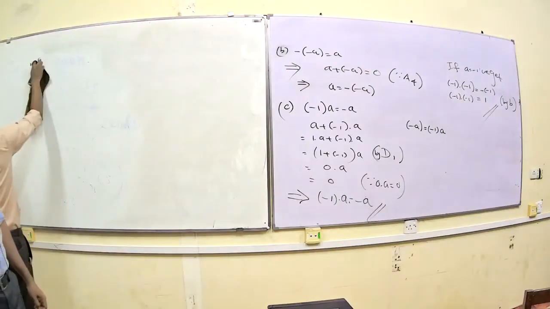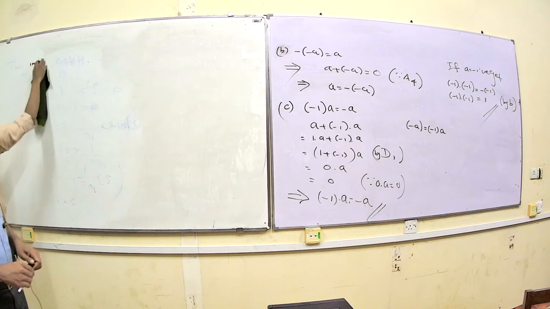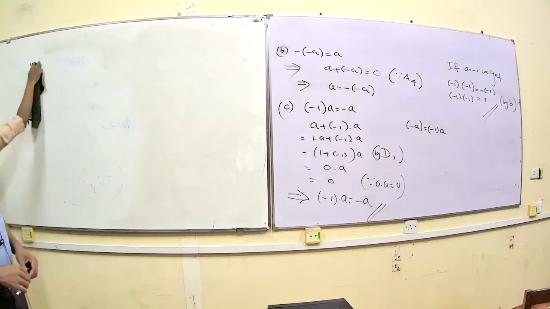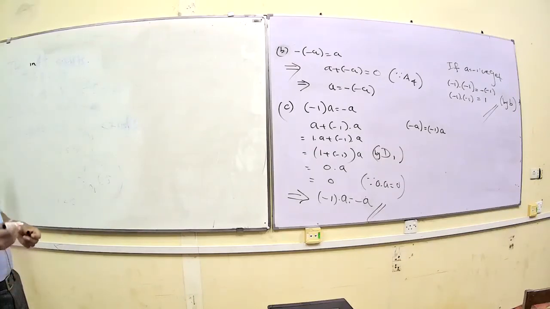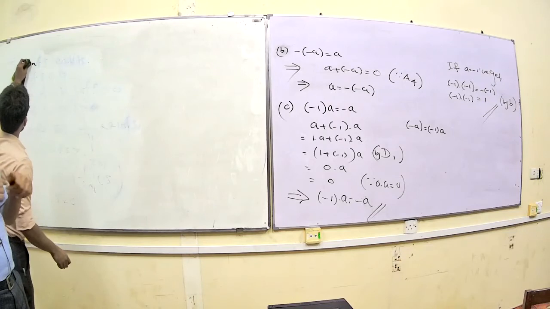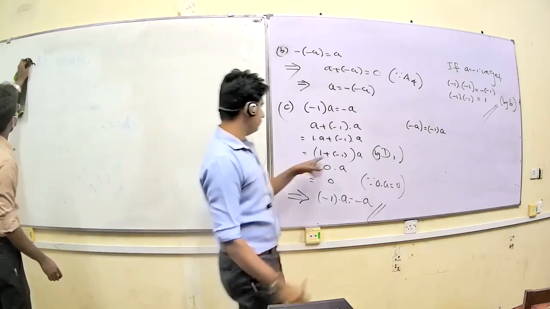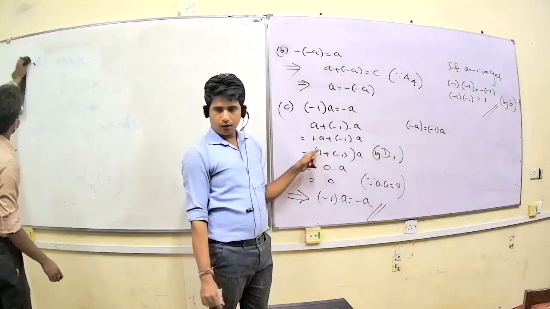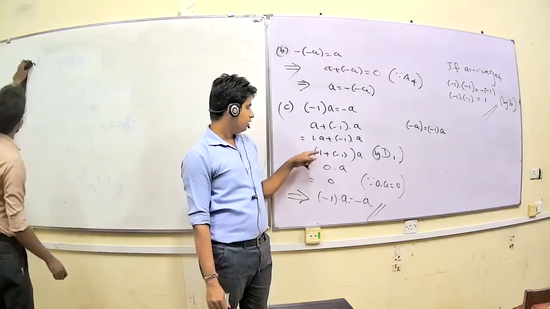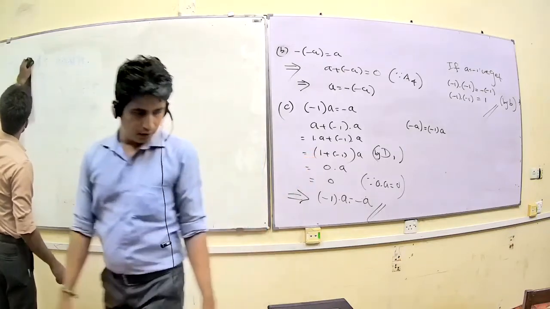So C, can we do that? Assuming that a dot 0 equal to 0, a part b part, a dot 0 equal to 0. Then how do we come up with a dot 1 minus 1? How can you come to this part?